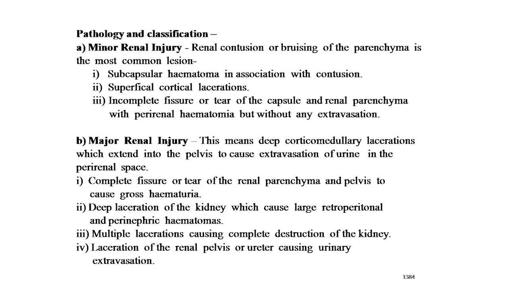Second is a major renal injury. This means deep corticomedullary laceration with extension into the pelvis to cause extravasation of the urine in the perirenal space. Complete fissure or tear of the renal parenchyma and pelvis to cause gross hematuria. Deep laceration of the kidney which causes large retroperitoneal and perinephric hematomas. Multiple laceration causing complete destruction of the kidney. Laceration of the renal pelvis or ureter causing urinary extravasation.